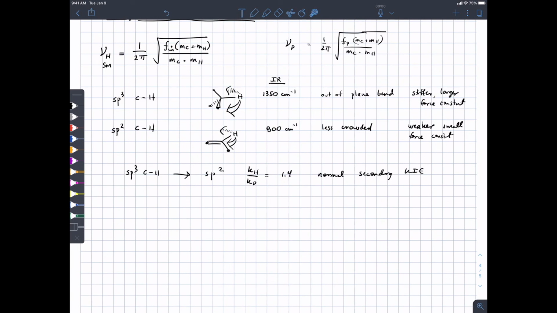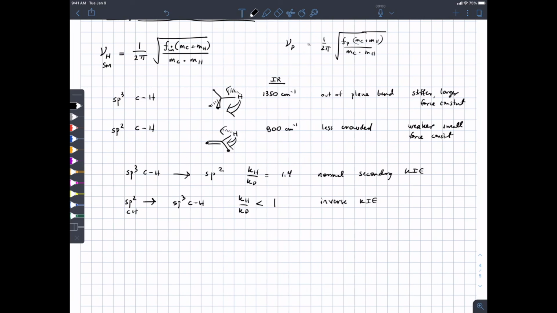The vibration gets weaker in the transition state than it does in the product. That's going to result in a kinetic isotope effect, but it's not going to be very strong. Going from an sp2 hybridized carbon to an sp3 hybridized carbon-hydrogen bond will give you a kinetic isotope effect that is less than 1. And the range here, it again tends not to be very large, but this would be called an inverse kinetic isotope effect.